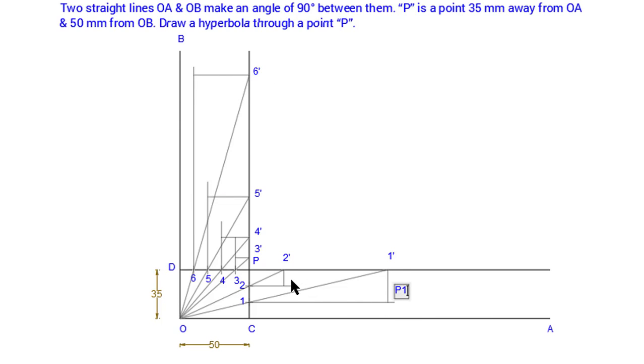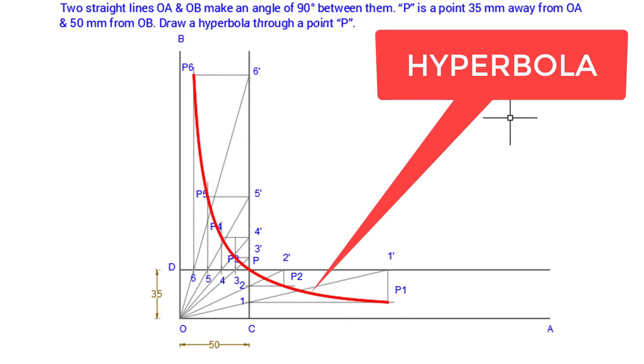Now we will name all the derived points by point P1, P2, P3, P4, P5 and P6 as shown. Now with the help of a French curve, draw a smooth curve passing through all the derived points. This smooth curve is known as a hyperbola.